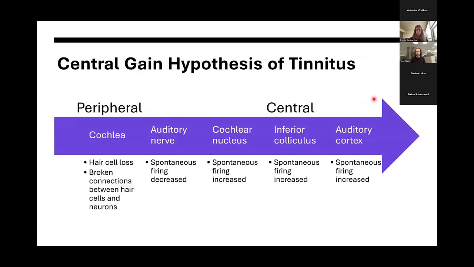So one of the mechanisms that we're trying to work with is the central gain mechanism. With tinnitus, we often see loss of hair cells and synaptopathy in the cochlea. And that, of course, leads to decreased activity in the cochlear nerve because there's less input. But centrally, we're seeing more signs of hyperactivity. So that could be a compensatory response to the hearing loss. So if tinnitus is a side effect of too much central gain, then by measuring central gain, perhaps we can also infer tinnitus.